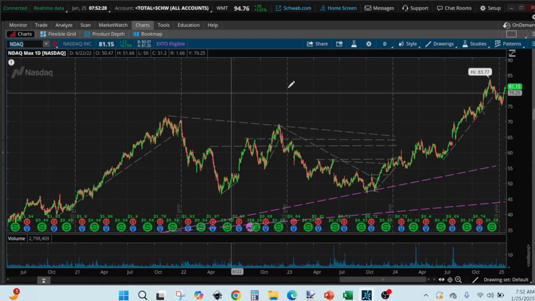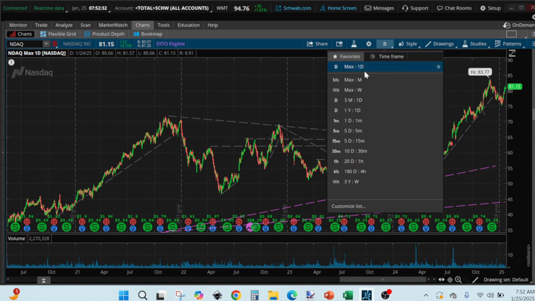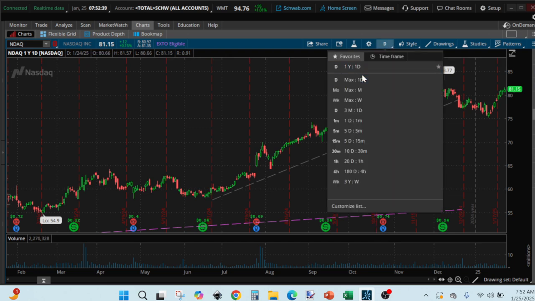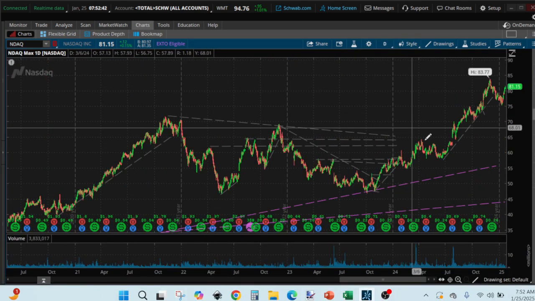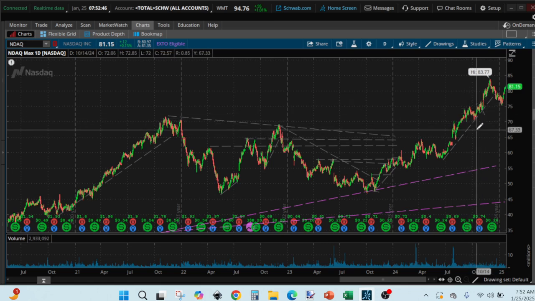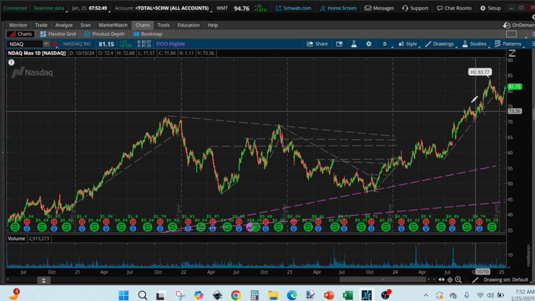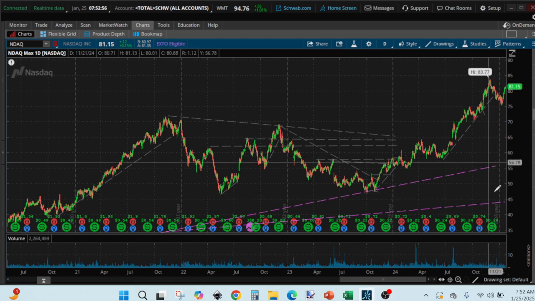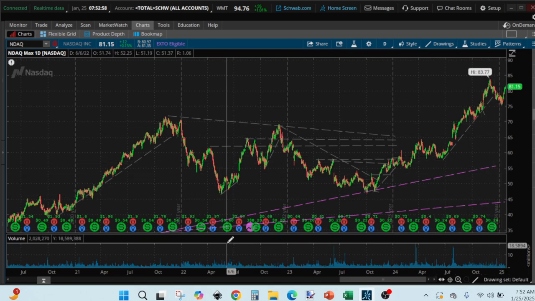So we have NDAQ. You can use a daily chart to swing trade, and for your chart analysis you can use a 1 year daily chart or maximum daily chart. On a daily chart, every single price bar represents 1 day of activity, the daily fluctuation of the price. NDAQ, we like to buy at either one of those trend lines, but right now it's going high. It's not close to it yet.